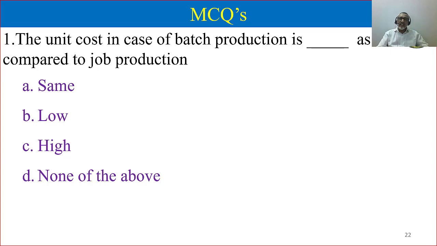The unit cost in case of batch production is dash as compared to mass production. Per unit cost in batch production will be higher, lower, same, low, high, or none of the above. As we can see, what we are comparing is job production. Compared to job production, the unit cost is low in batch production.